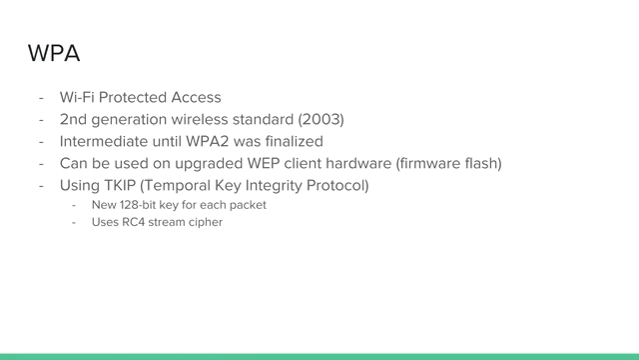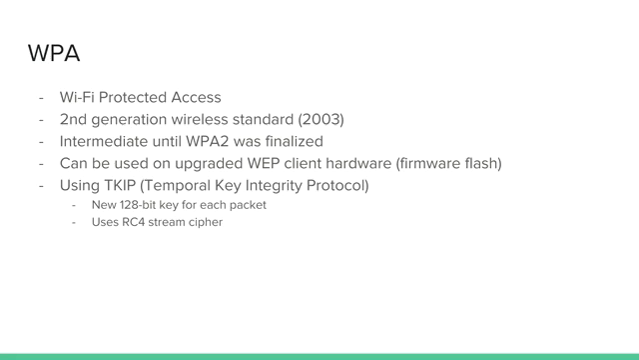WPA is the successor to WEP, and it stands for Wi-Fi Protected Access and was standardized in 2003. WPA was meant to just be an intermediate standard until WPA2 was finalized the next year. Its main benefit is that most client hardware that could handle WEP could be upgraded to WPA via a firmware flash. However, due to the extra work on the AP side, most APs were not able to be upgraded this way and had to be bought new.